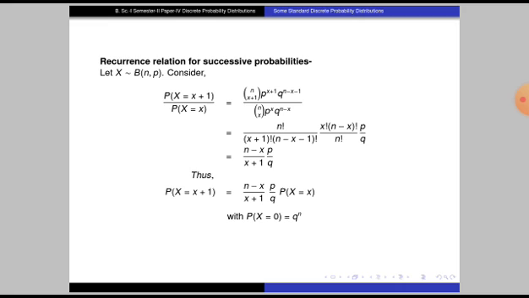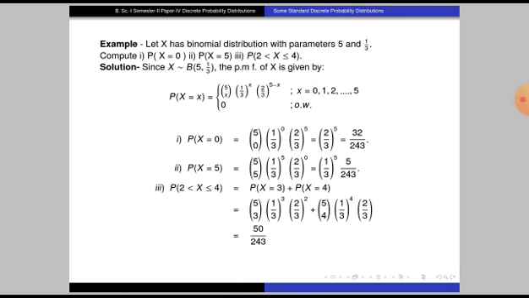Okay, so we will continue the discussion on binomial distribution, and today we'll see a numerical example in which probabilities of certain events are computed. So let us start with this example. Let me read out.